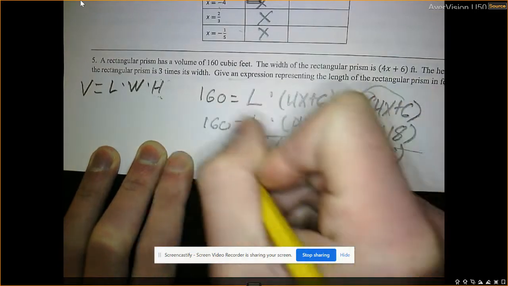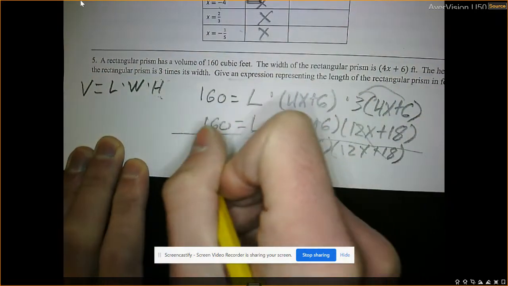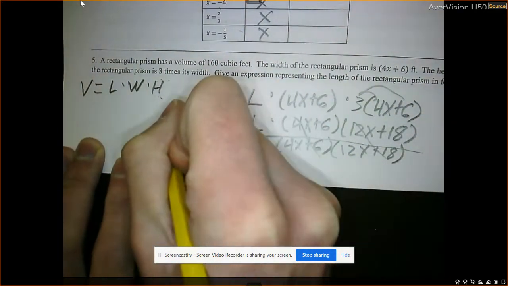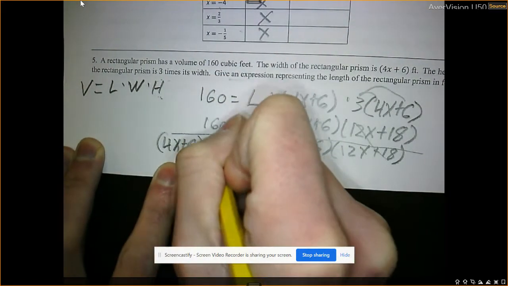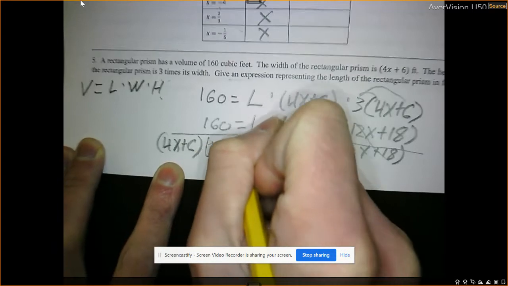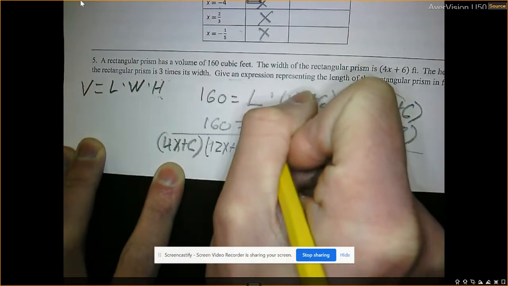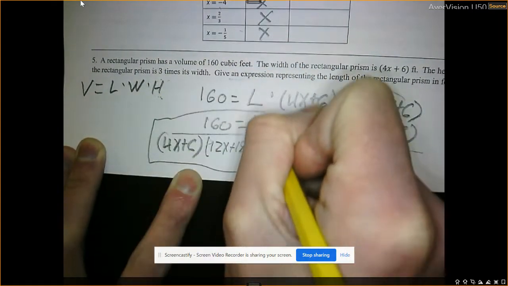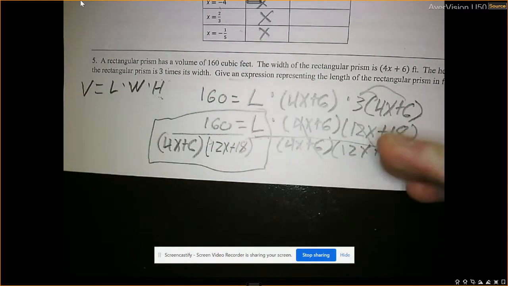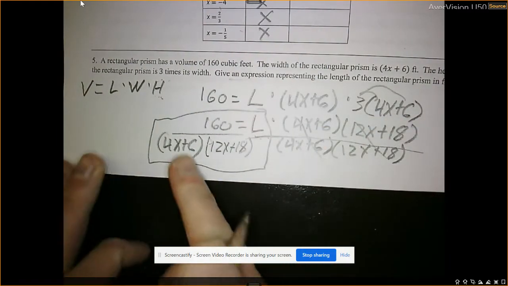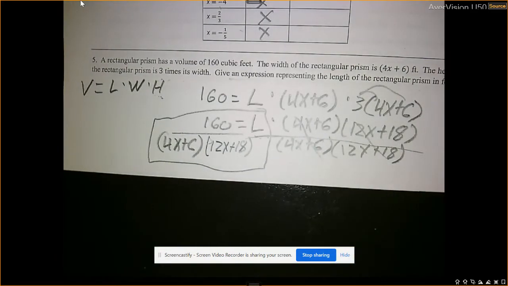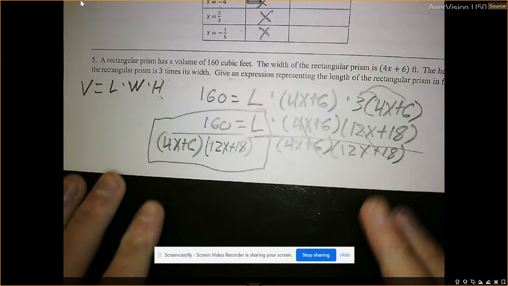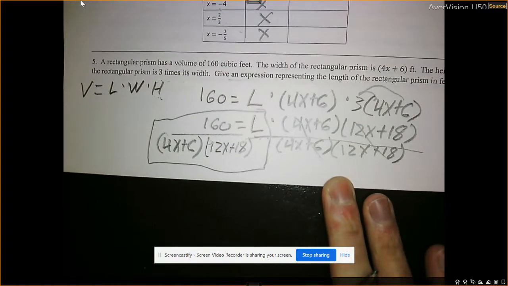And what you do to one side, you got to do to the other. So you got to divide this side by 4x plus 6 and 12x plus 18. And that is what you get for L. L is now alone. Okay, you could do it where you FOILed it out and then wrote 160 divided by that, because you're going to have to divide by that to get L alone. Okay, a few different ways of doing it. Just got to know what type of thinking you need to use there. Moving on.